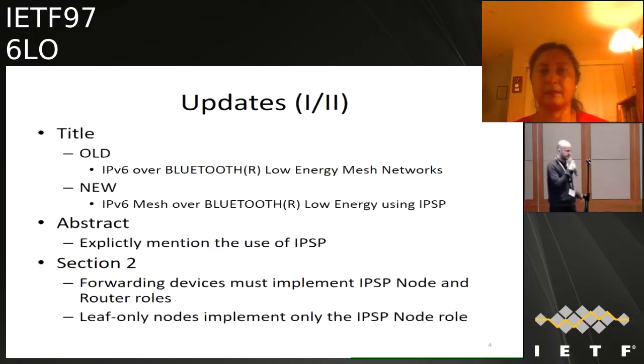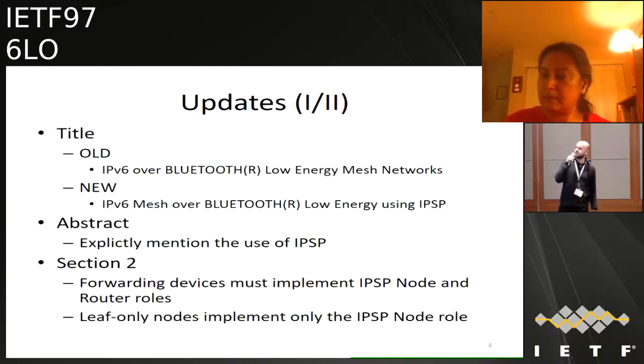So let's take a look at the updates made to the document. First of all, the title itself has changed as a result of the suggestions made by Bluetooth SIG people. The old title was IPv6 over Bluetooth Low Energy Mesh Networks. And now the new title is IPv6 Mesh over Bluetooth Low Energy using IPSP. Also in the abstract, now we explicitly mention the fact that we are using IPSP.